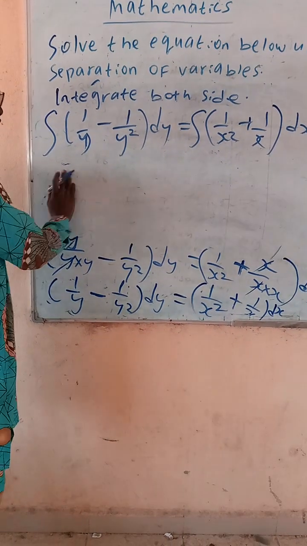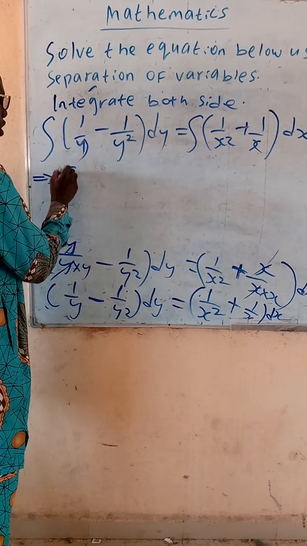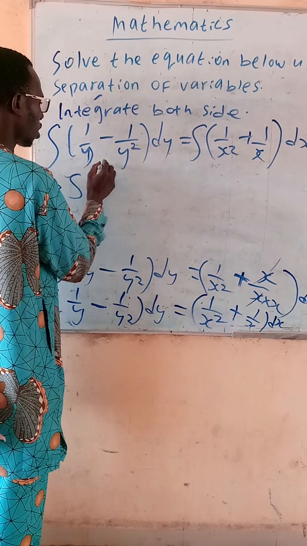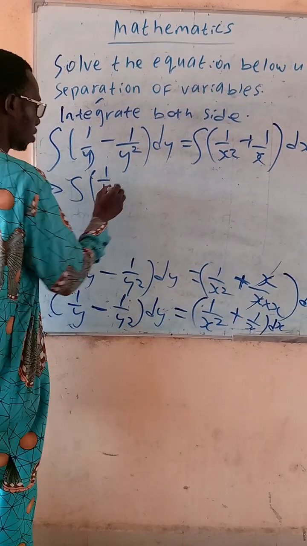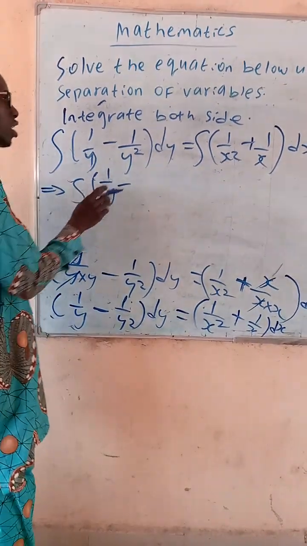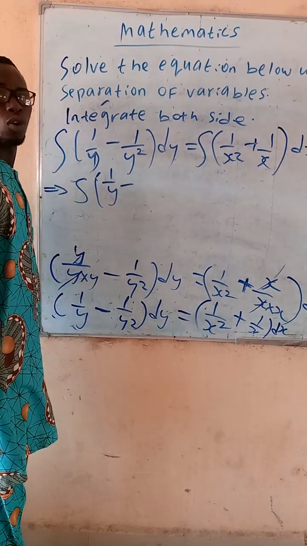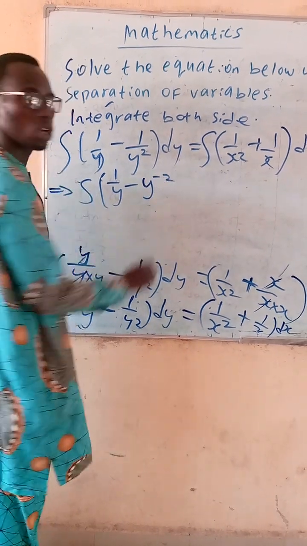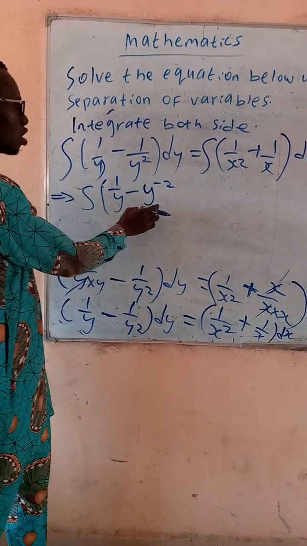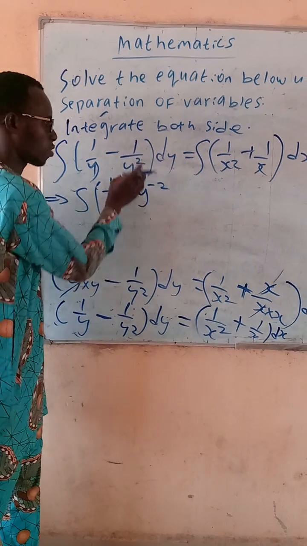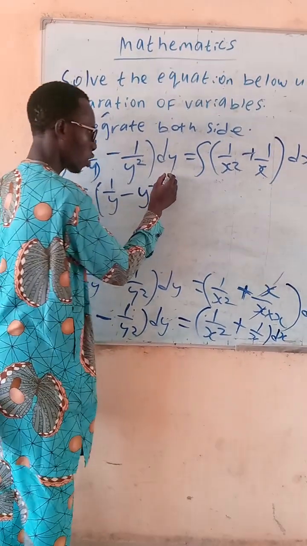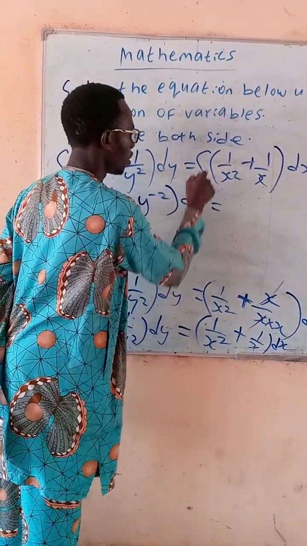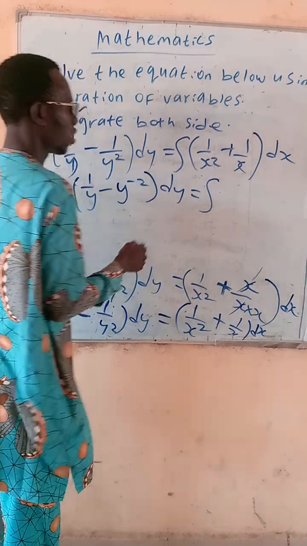So what next do we have? Similarly, we have the integration of 1 over y minus, you're going to agree with me that 1 divided by y raised to power 2 is the same thing as y raised to power minus 2, according to the laws of indices. So this one is the same thing as this. Close our bracket, then dy equals to the integration, okay?